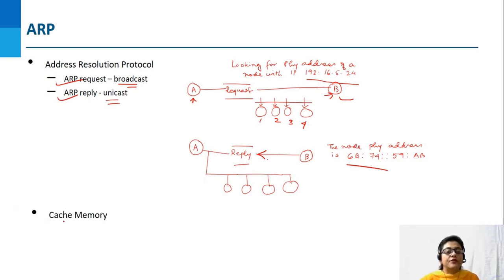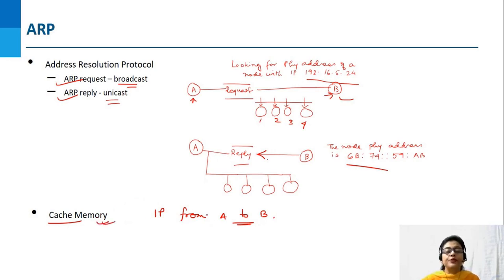Now there is a term called cache memory. There is a drawback of Address Resolution Protocol: for sending each IP packet from A to B, each time one ARP request must be sent from A to B. But this is cumbersome and also time consuming. So it is better to keep the mapping that A has received from B in the cache memory.